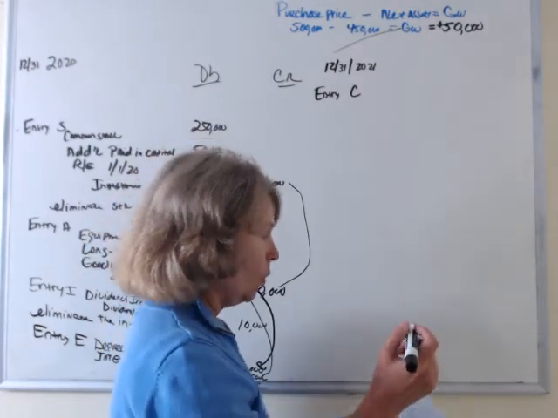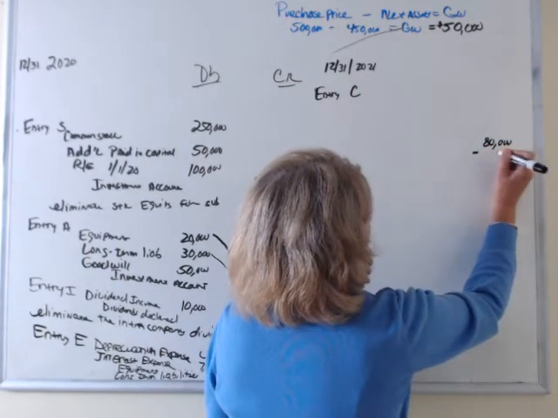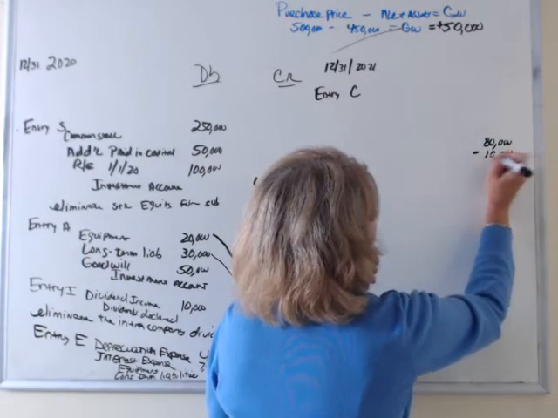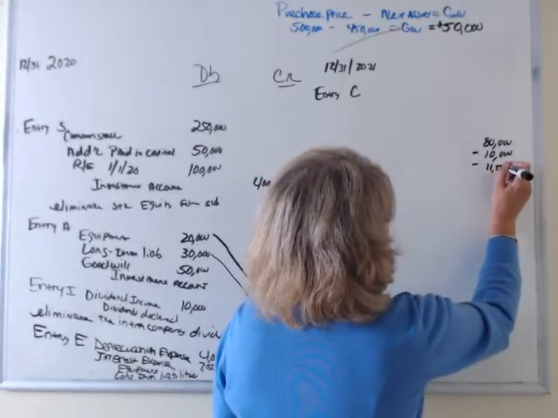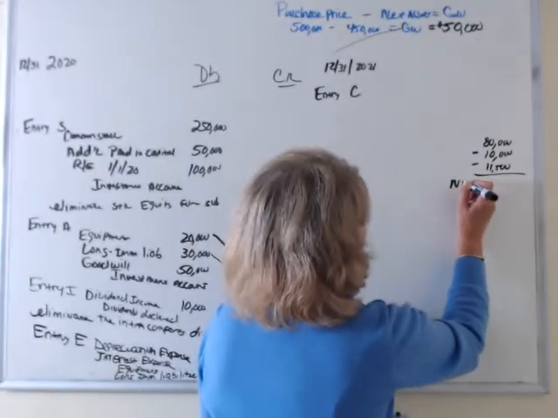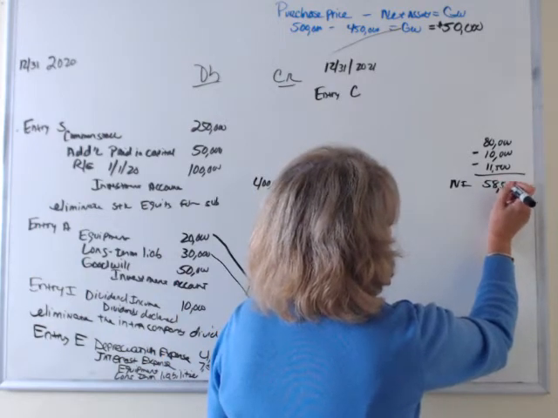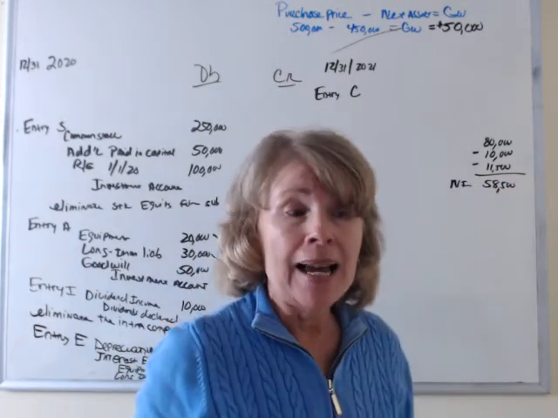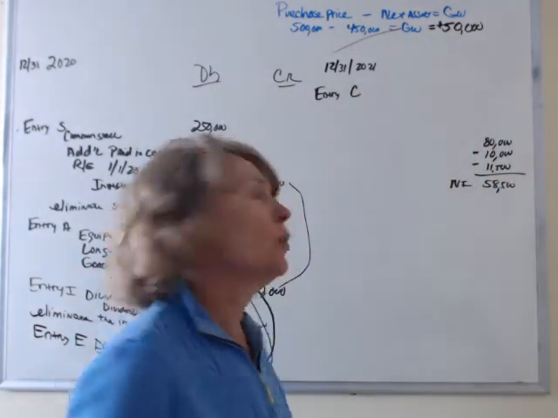All right, so we got 80,000 minus 10 minus 11,500. And that equals net income of 58,500. That is my entry C for 58,500. That's how you get that number.